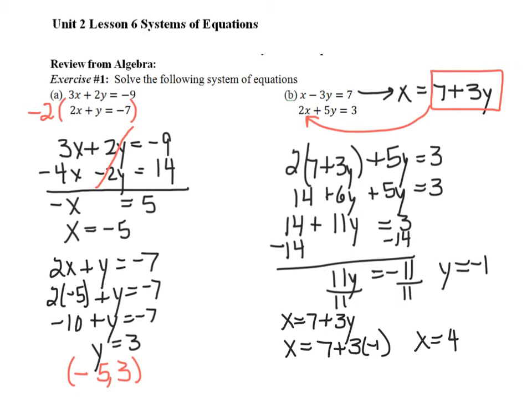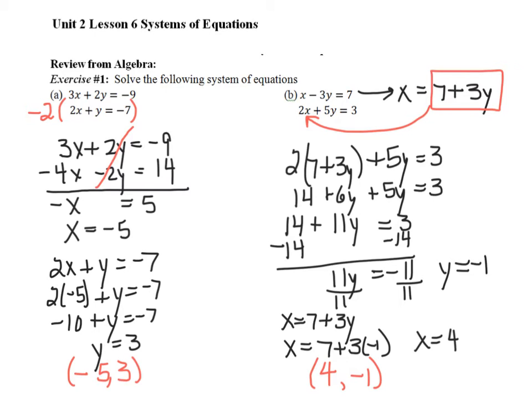My solution this time, make sure that you always put your x coordinate first, so x is 4, y is negative 1. Now, of course, we could check either of those solutions. So, for example, in this case, for negative 1, we could check by substituting 4 in for x into this original equation and negative 1 in for y. 4 minus 3 times negative 1 does equal 7, so that's correct.